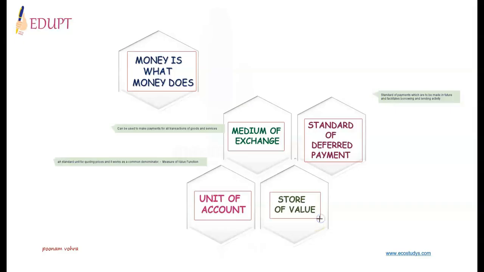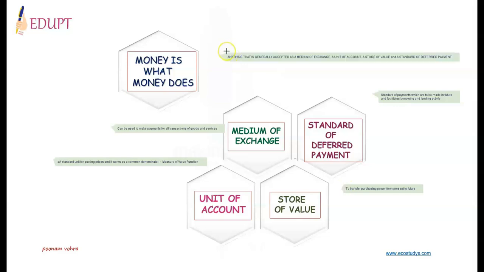Money as a store of value means that money can be used to transfer purchasing power from present to future. So money is defined as anything that is generally accepted as a medium of exchange, a unit of account, a store of value, and a standard of deferred payment.